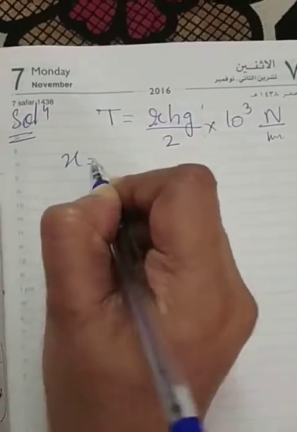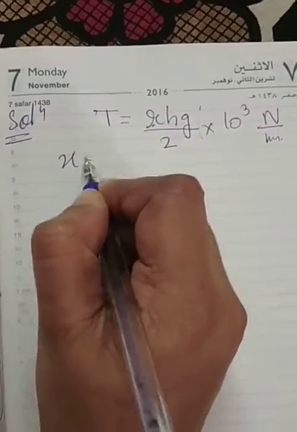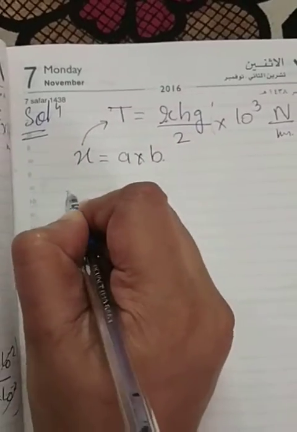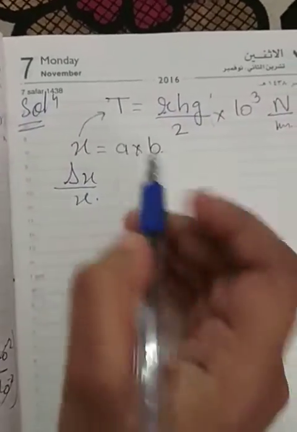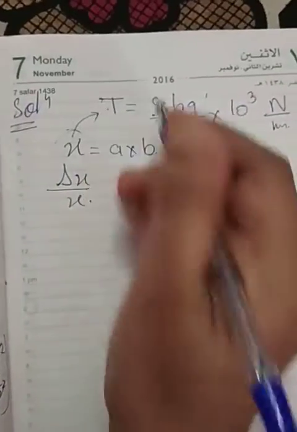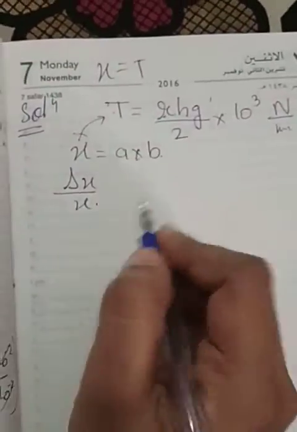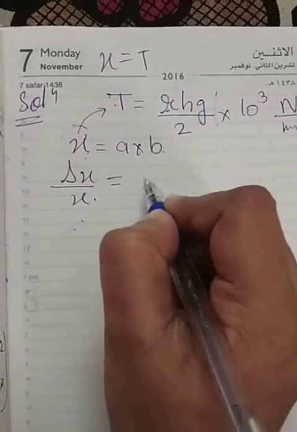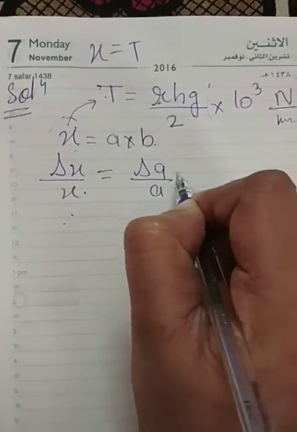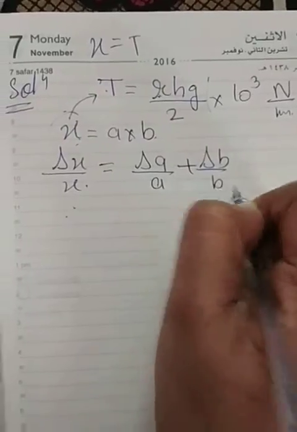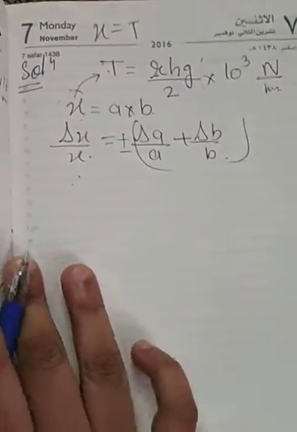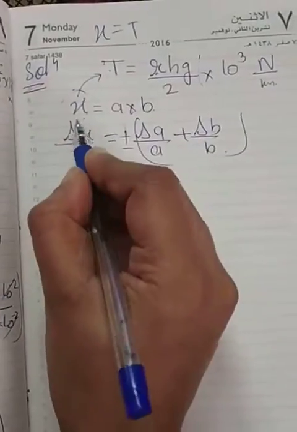So you know that if x is here, t, x is t. If we have a formula which says x equals a times b, and we want to know the possible error in this x, here x is equal to t. I told you the concept and derivation in my previous video, just check it out. The concept is delta x over x equals delta a over a plus delta b over b. This is the possible error in calculating the surface tension or in variable x.